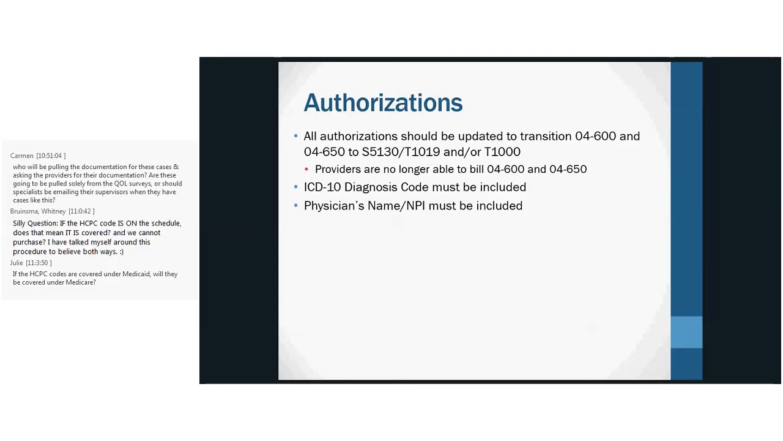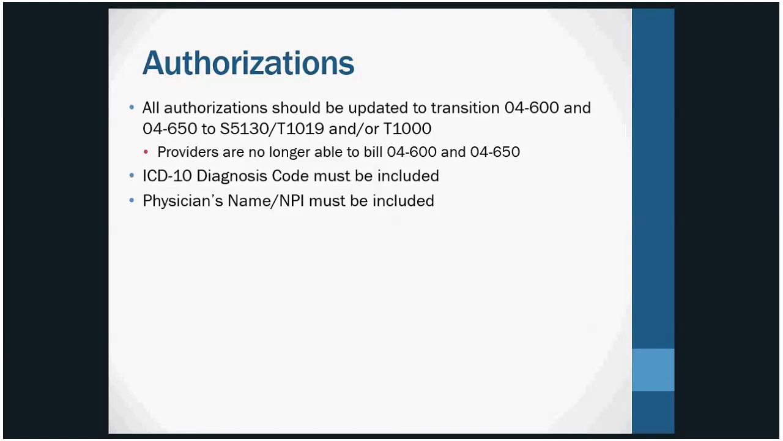Another question in the Q&A says, if the HCPC codes are covered under Medicaid, will they be covered under Medicare? Not necessarily, I don't think. If they're not covered by Medicaid, we're at this point in time not going to require Medicare denial. It's very unlikely that Medicare would cover something that Medicaid would not. Any other questions about the DME protocol before we move to authorizations?